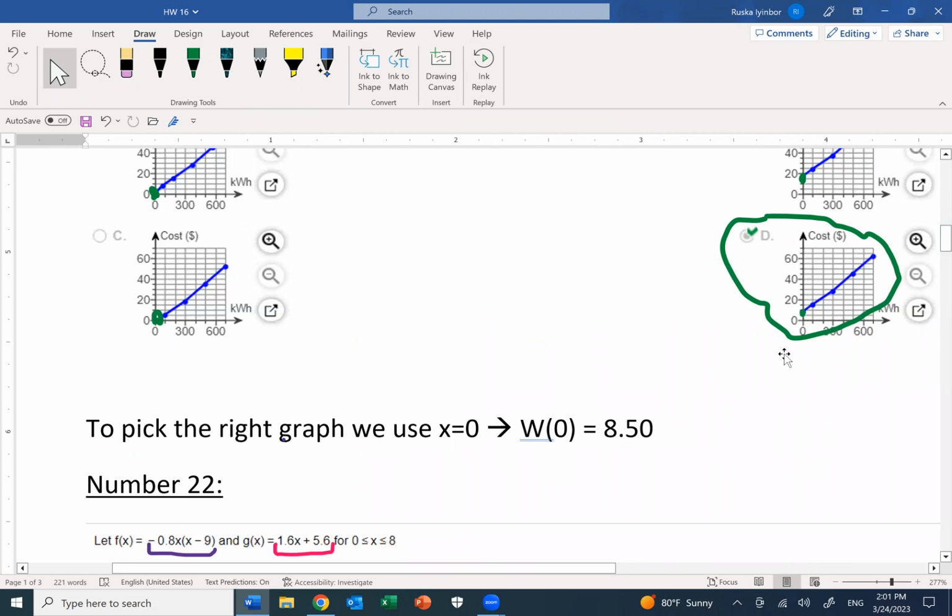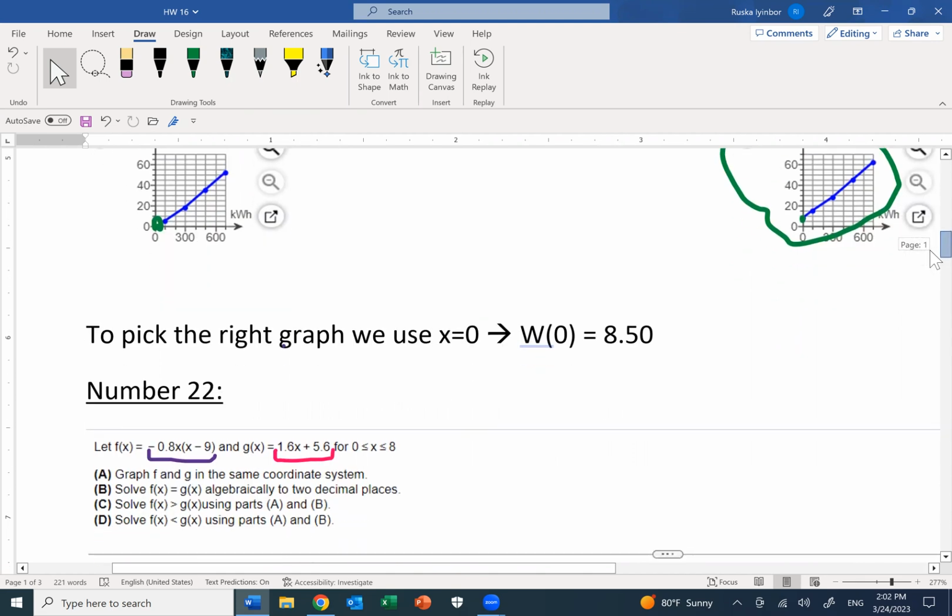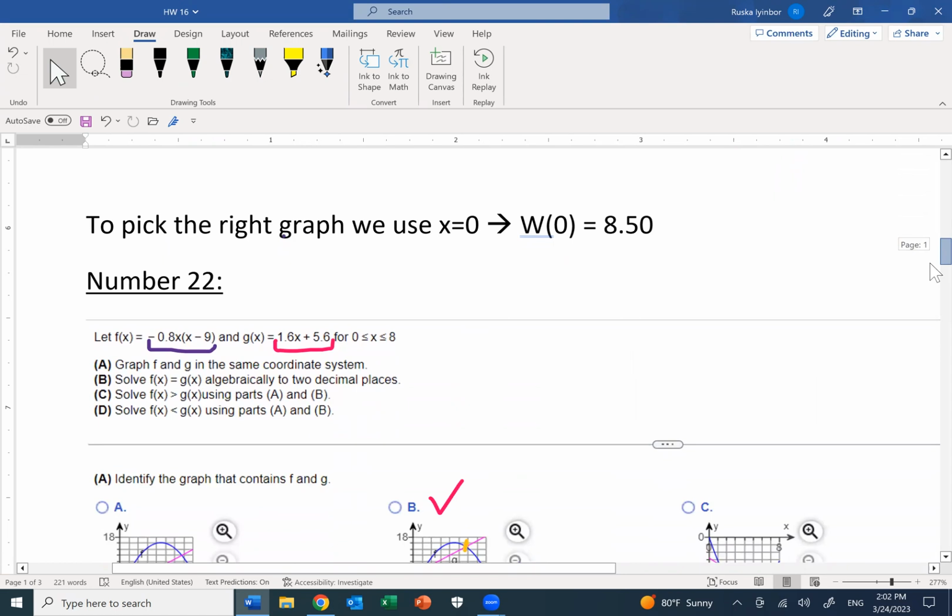And this is where you cross the Y-axis. Okay, that was number 19. That's the one we couldn't finish in class. And then I have a few more for you.